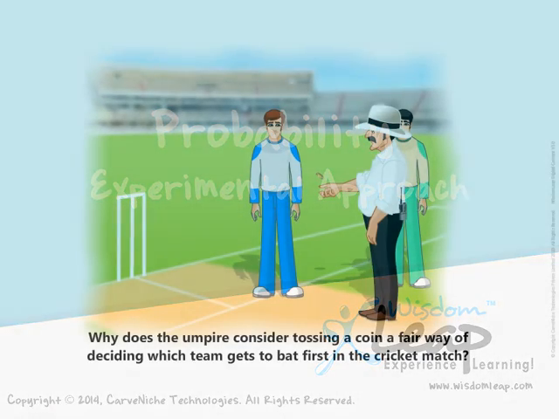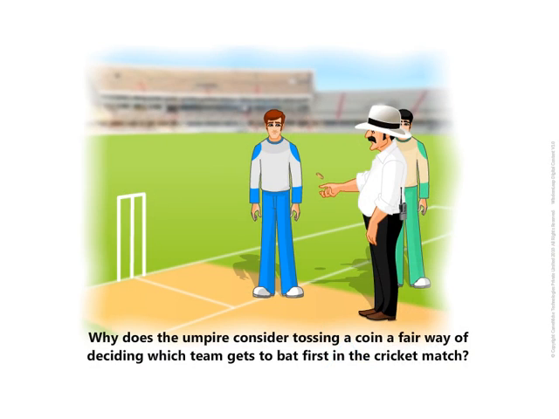Why does the umpire consider tossing a coin a fair way of deciding which team gets to bat first in the cricket match?